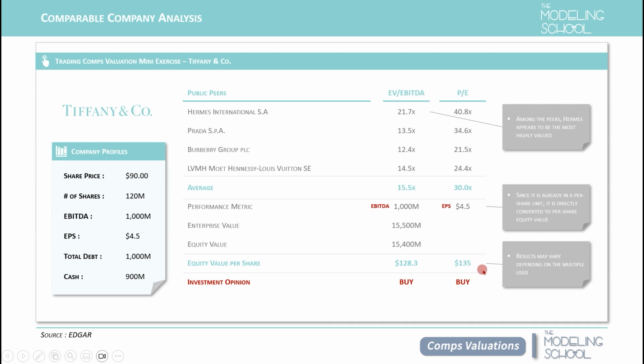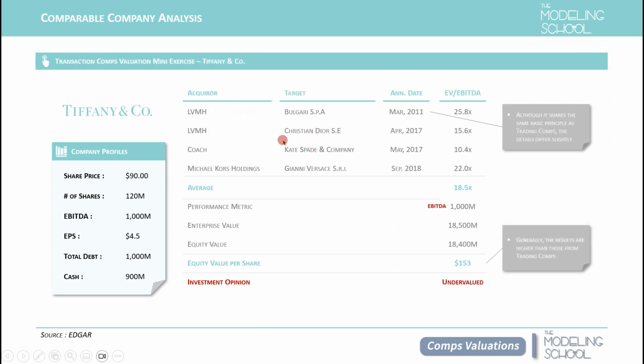So in this case, there's no need to go through the more complex calculation of going to enterprise value, using the bridge, and dividing by shares. It's just much simpler for the PE ratio case. So that's how we perform trading comps valuation. It's quite simple and quite easy to understand.